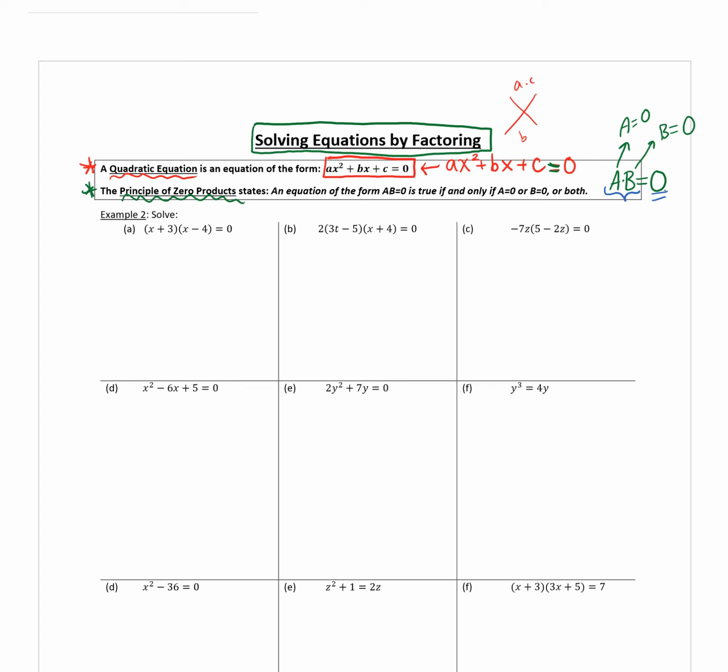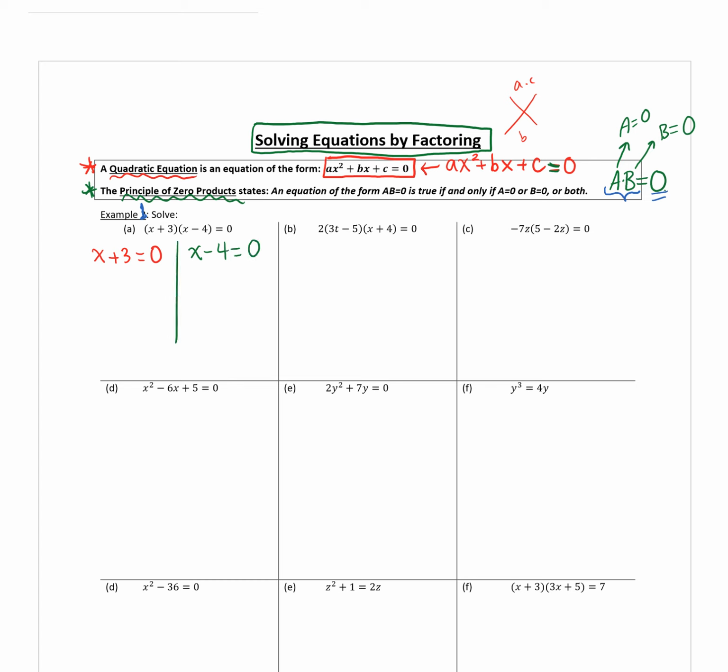All right. So we might as well use that to start solving equations here. I'm not sure why I put example 2 here. It should be example 1. There's only one example in the section with a bunch of problems in it. But let's see if we can use that. Look at part A. It says x plus 3 in parentheses, x minus 4 in parentheses, multiplied together equals 0. By that principle of zero products, that means either the first part of the product, x plus 3, equals 0, or the second part of the product, x minus 4, equals 0.